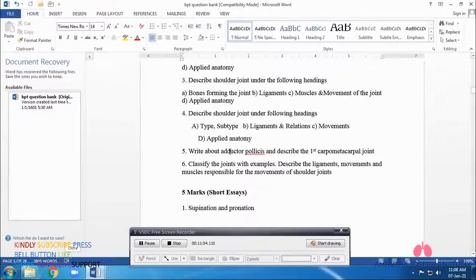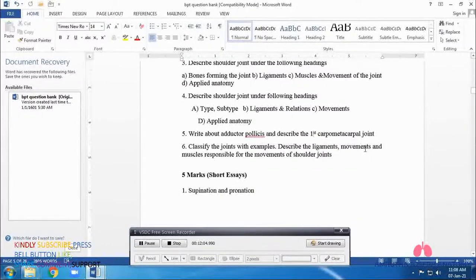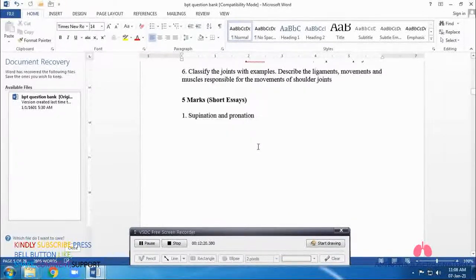Classify the joints with example. Describe the ligaments, movements and muscles responsible for the movement of shoulder joint. So shoulder joint is asked repeatedly, but always also remember that you can get questions like wrist joint in this area. 5 marker, supination and pronation. So supination and pronation, you need to mention about the bones, joints where it is occurring and the muscles producing it.